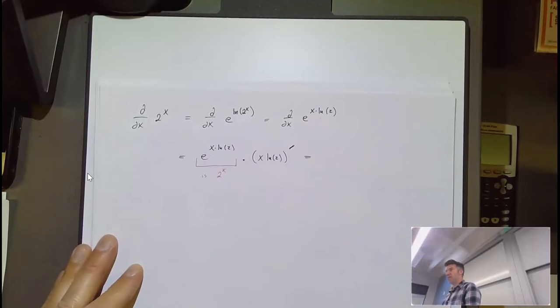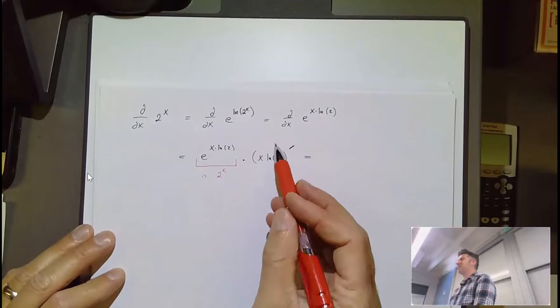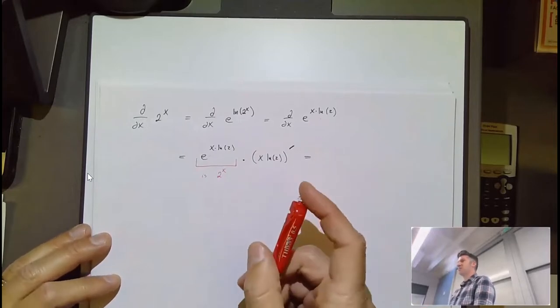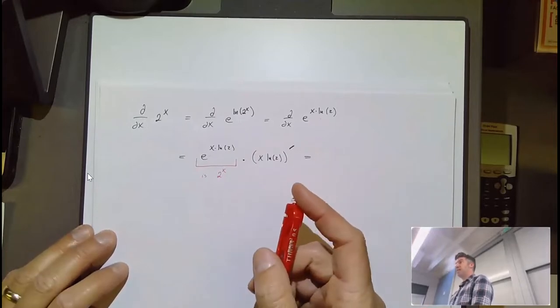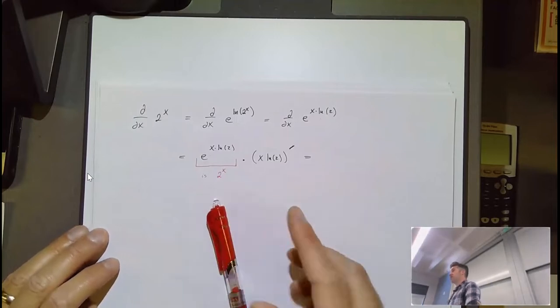Kind of funky, but there's a reason we're saying it. Okay, what's the derivative of x times natural log of 2? It looks complicated. It's not. Let me ask you a different question.